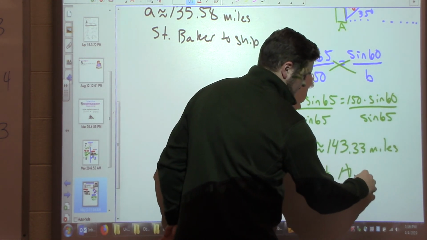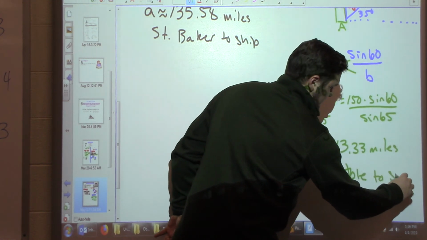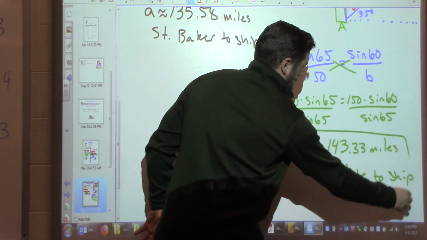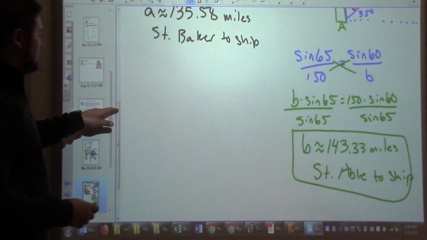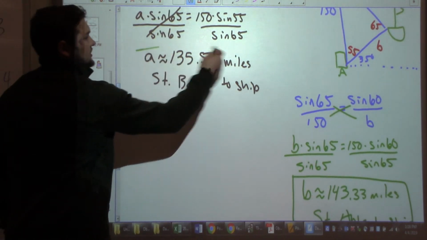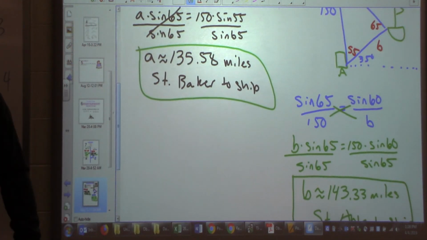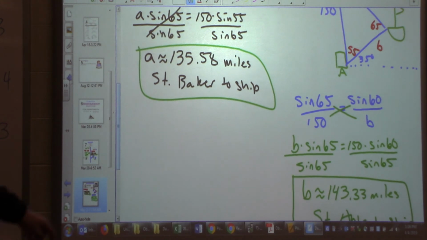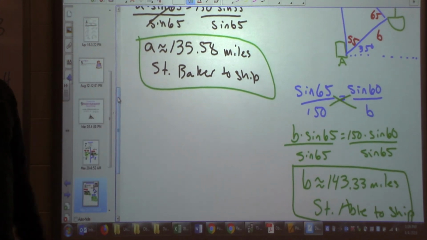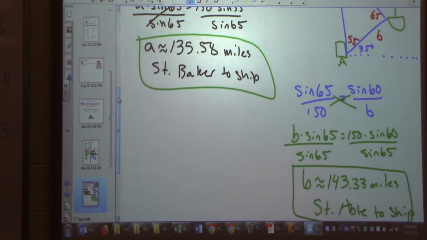Station Able. So realistically, which of our two stations is closer to the ship? Station Baker, right? It's about 8 miles closer approximately to Station Able. Okay? Does that make sense?